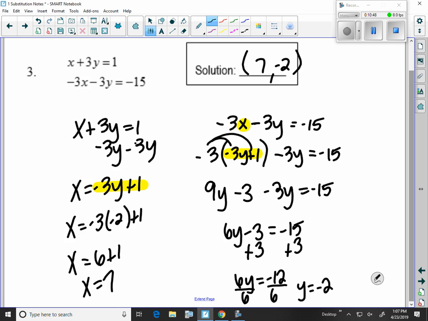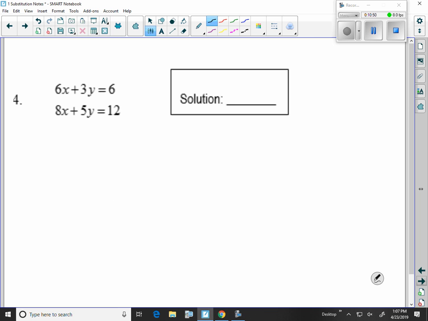Okay. Number 4. This one looks even uglier. But there's a way that we can make our lives really easy. So go ahead and rewrite them. Have you guys picked up why we rewrite? As soon as you look at them like that and you're trying to rewrite stuff, it gets really ugly. So it's going to help you stay organized to rewrite them.